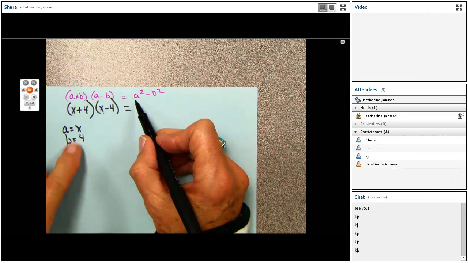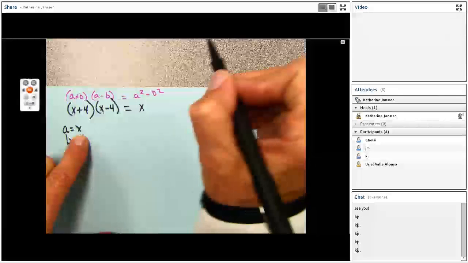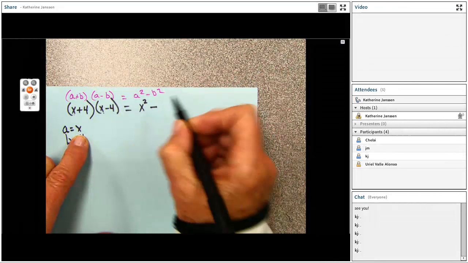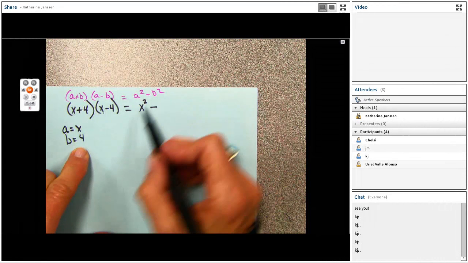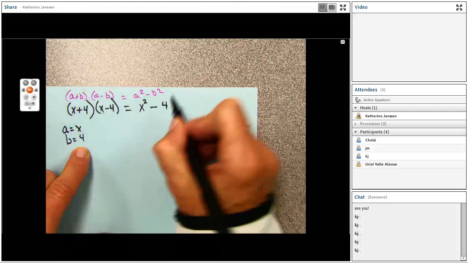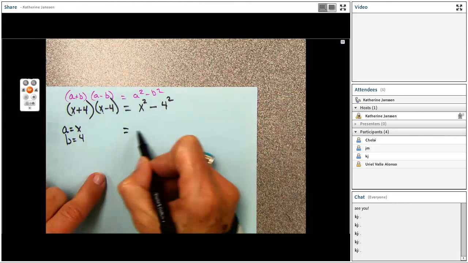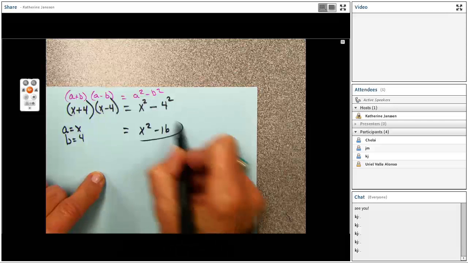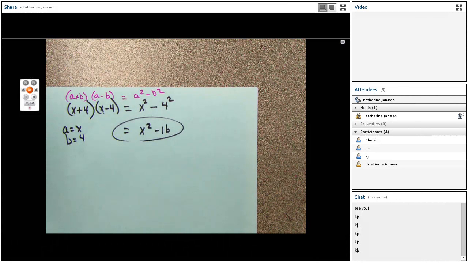So I need a, in this case it's x, but I need to square it, subtract from my recipe, and then b, in this case is 4, but I need to square it. X squared minus 16. Why? Check with FOIL, and your middle terms are opposites of each other, and they cancel out.